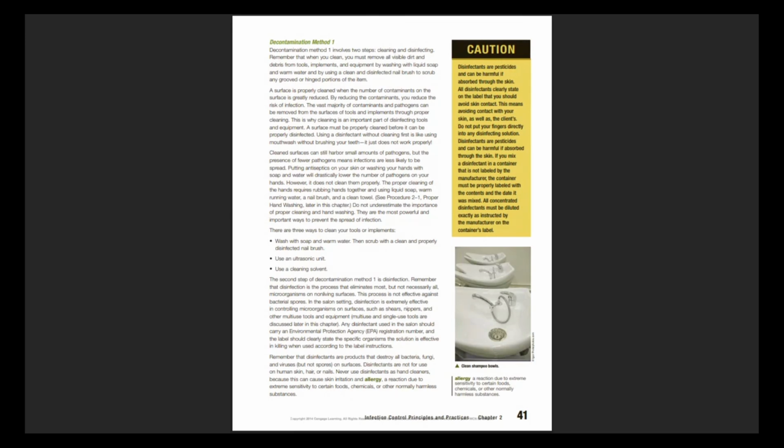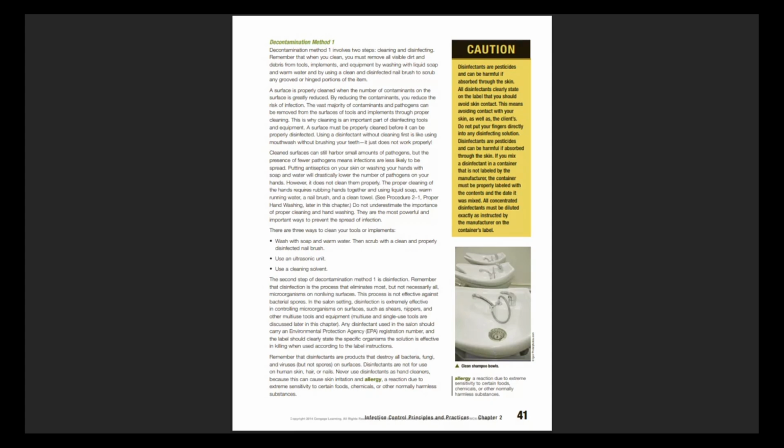Remember that when you clean, you must remove all visible dirt and debris from tools and implements and equipment by washing with liquid soap and warm water and by using a clean and disinfected nail brush to scrub any grooved or hinged portions of the item. A surface is properly cleaned when the number of contaminants on the surface is greatly reduced. By reducing the contaminants, you reduce the risk of infection.